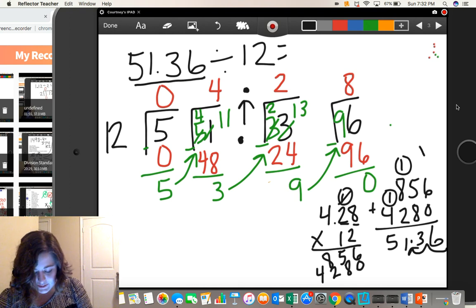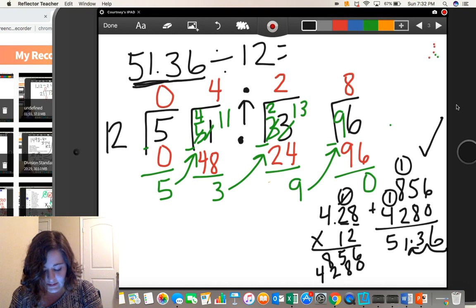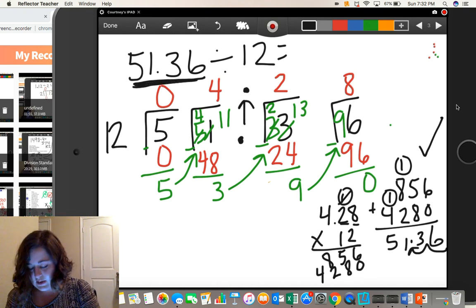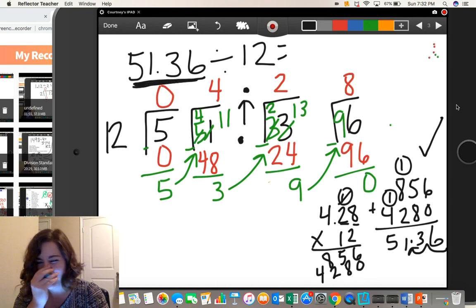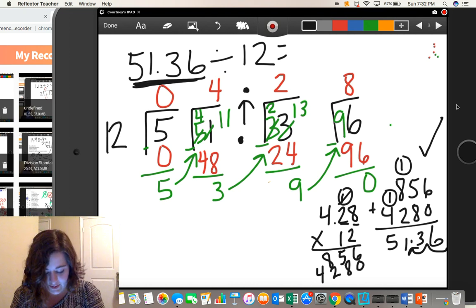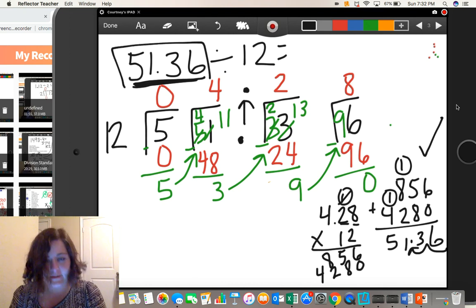So that shows me my answer is correct. Or excuse me, just like my dividend that I started with. So that shows me my answer is correct. If it matches your dividend, what you started with, that tells me my answer is correct. And that is why the decimal in these questions is so important. Because if you don't have a decimal, move straight up in your answer, you're going to get a way bigger number than 51 and 36/100.